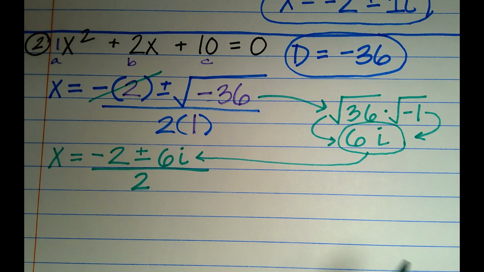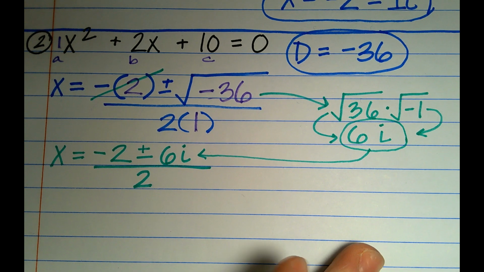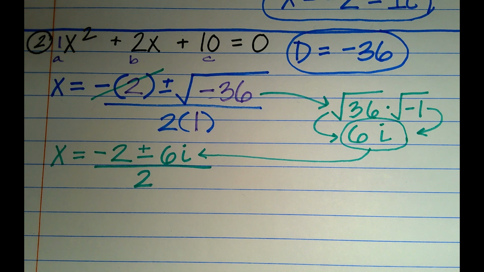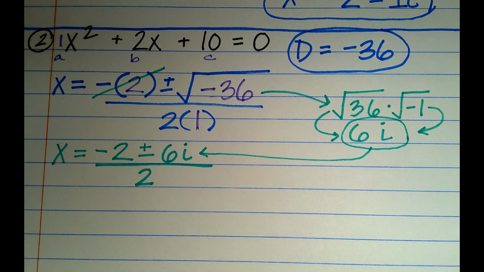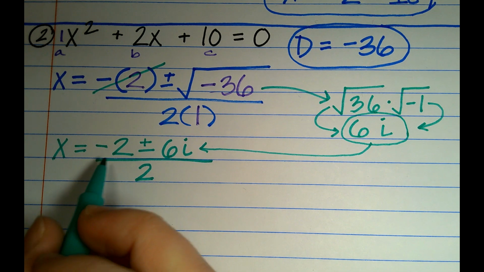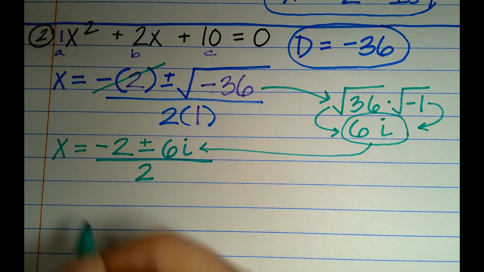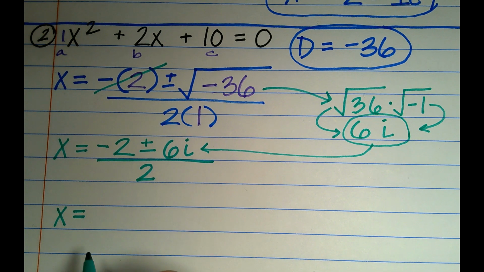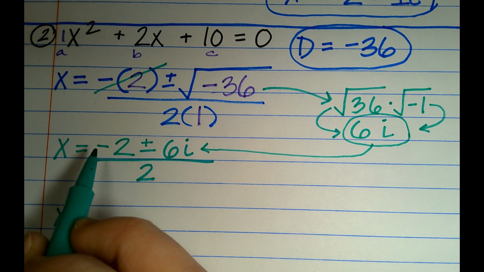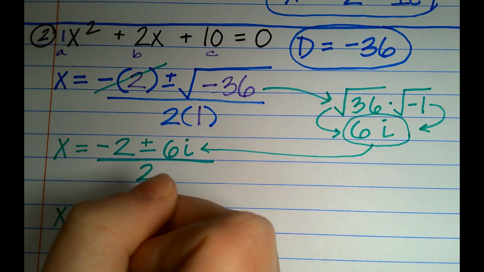But can I go any further? Can I simplify this? Yeah, I can. What can I do to simplify this? Yeah, we can divide everything by 2. So let's see. -2 divided by 2 will give me what? -1. Good.